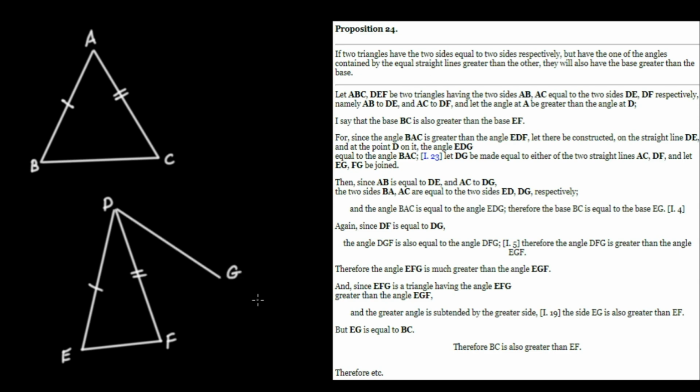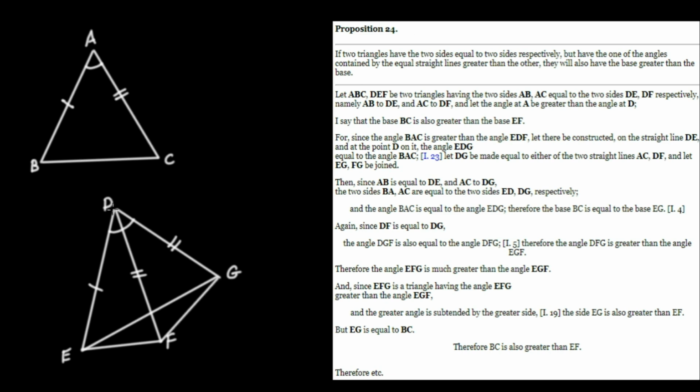That's going to be our point G, such that this angle here at A is going to be equal to EDG, and also that DG is going to be made equal to AC, which is in turn equal to DF. Just to review this, let DG be made equal to either of the two straight lines AC or DF, which we've done, and let EG and FG be joined. So lastly, we're going to join E over to G and F and G.